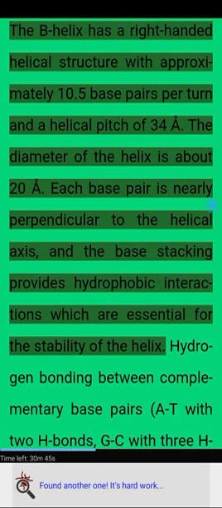The B helix has a right-handed helical structure with approximately 10.5 base pairs per turn and a helical pitch of 34 Å. The diameter of the helix is about 20 Å. Each base pair is nearly perpendicular to the helical axis, and the base stacking provides hydrophobic interactions which are essential for the stability of the helix.